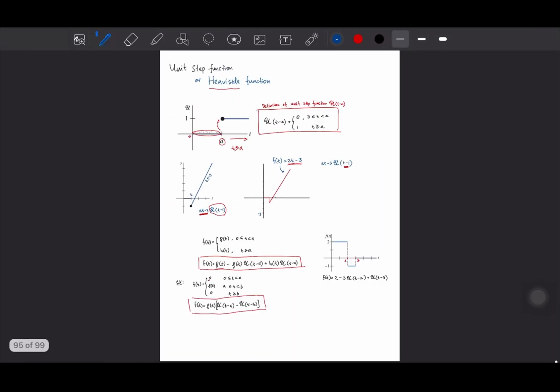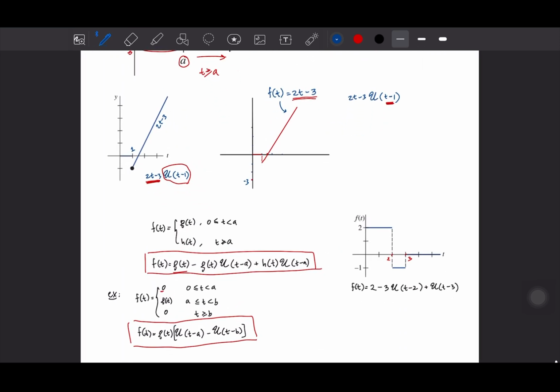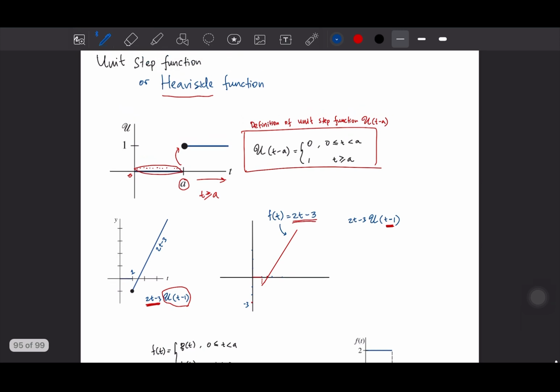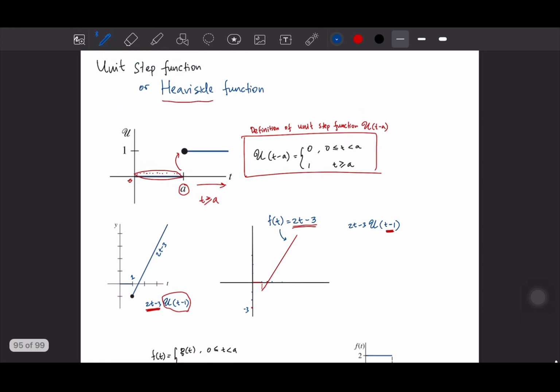Let's start from the unit step functions. Basically, this Heaviside function or unit step function has two conditions. We have some interval where the function is 0, and the other part is equal to 1.